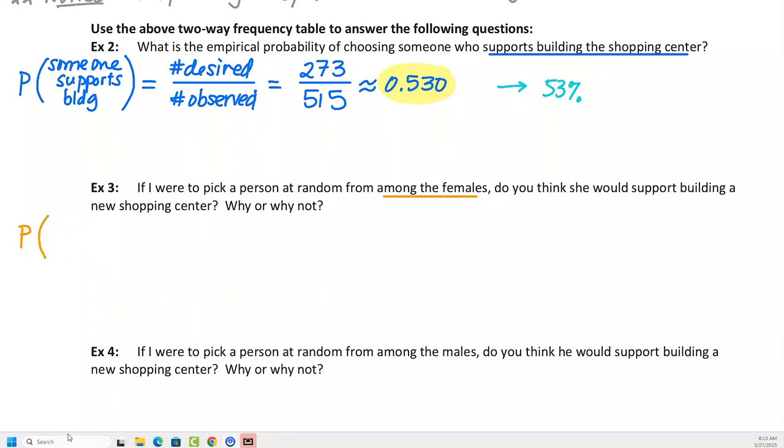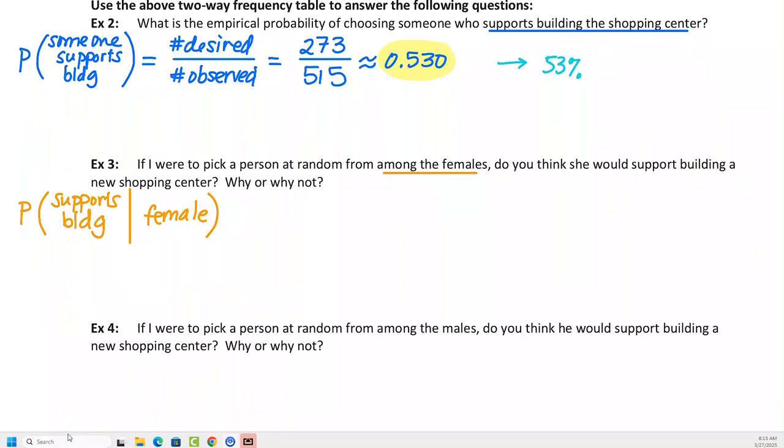Probability, right, that I'm going to say here supports the building. And then I'm going to use this vertical line here. And that line basically means given that we know that we're asking a female. We technically had a given in the last one, but it was the entire population, right? And so we don't have to say that. So I'll just say here, this line means given.